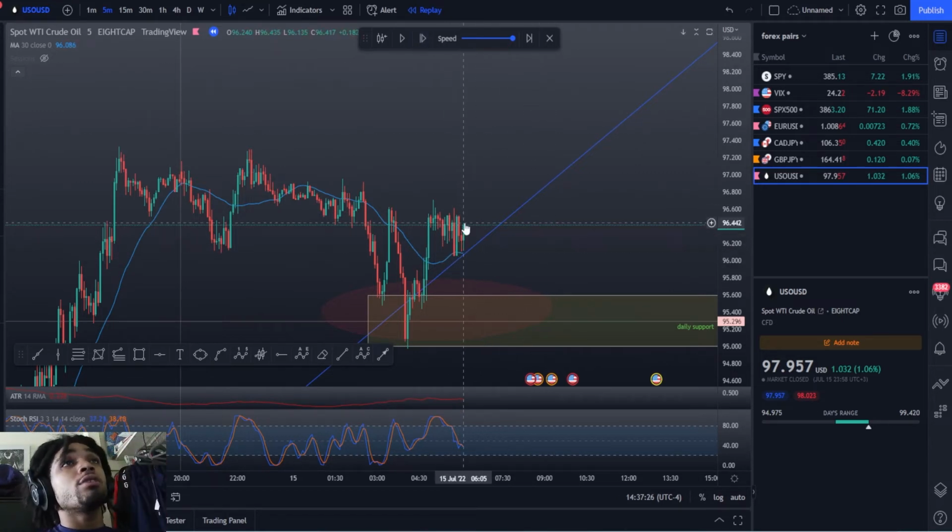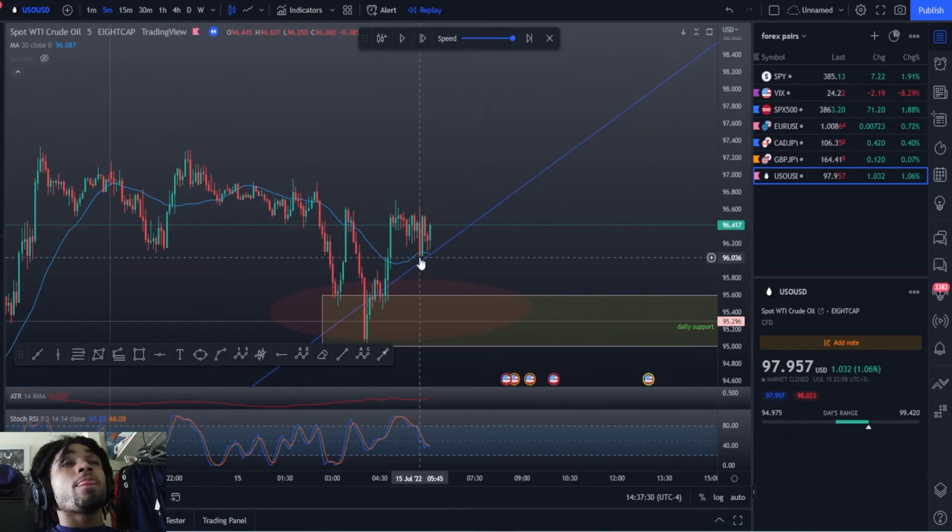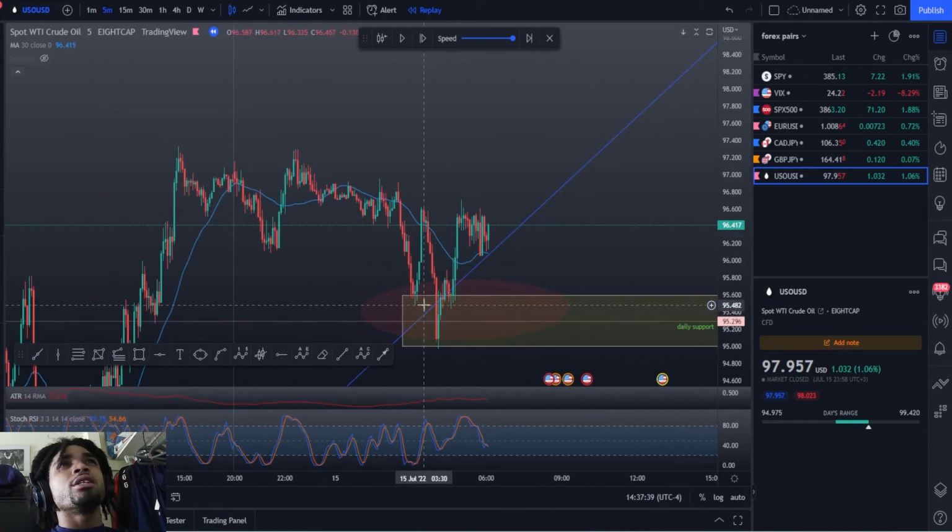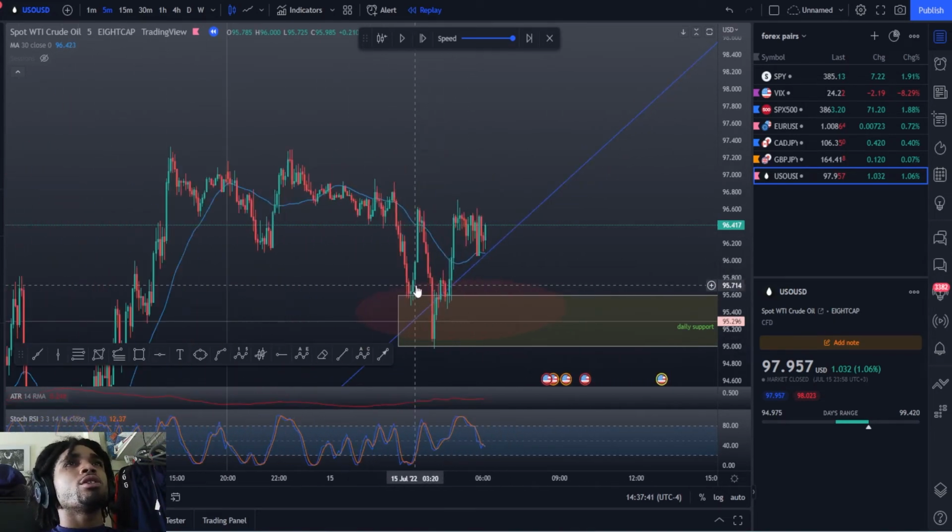And I saw this literally 5 minutes later. This candle printed at 6:05. We got a rejection off of the moving average. It's above the moving average. It's rejecting the trend line as well. There's a demand zone right here. It's just a lot of bullish sentiment.